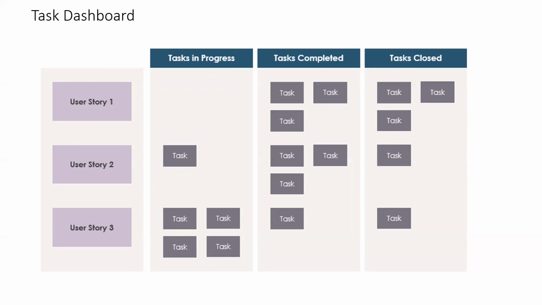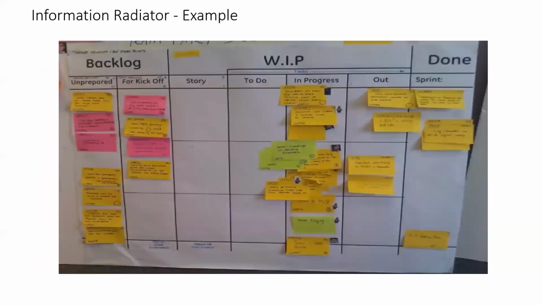The tasks being done by the Agile team are put up on a dashboard. So the product backlog will have the different user stories. And of these user stories, what is presently in progress, what has been completed and what has been closed or released to the customers. So this is an example of how the information radiator or the task board looks like, where you have different sticky notes being used to talk about what is ready for kickoff, what is the work in progress, what is out for delivery, what has already been done.